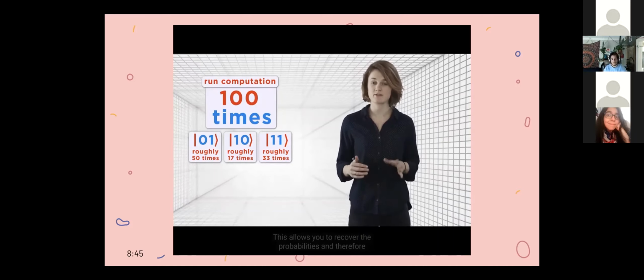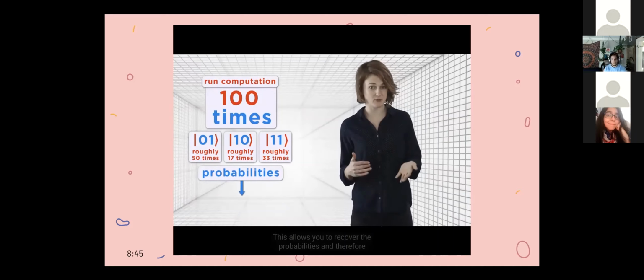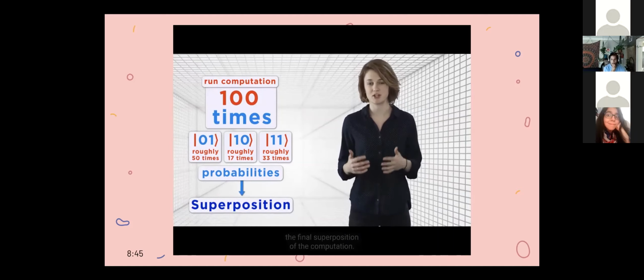This allows you to recover the probabilities and therefore the final superposition of the computation. This doesn't seem very efficient with 2 qubits, but as we'll see later, it can save you a lot of time with more qubits. So what's the math behind all this?